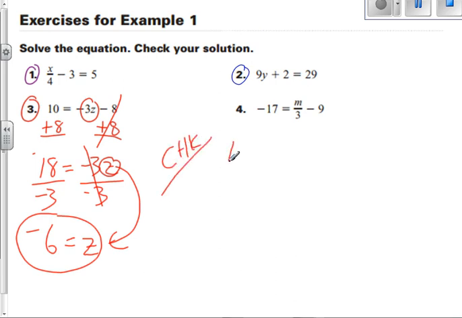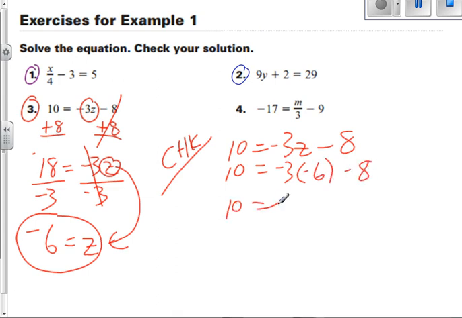Okay, so I have 10 is equal to negative 3z minus 8. So 10 is equal to negative 3 times my negative 6 minus 8. So I have 10 is equal to negative 3 times 6 is 18. Negative times negative is a positive, so that is 18 minus 8. And so 10 is equal to 18 minus 8, which is 10. My check works out, so I know my solution is correct for z.